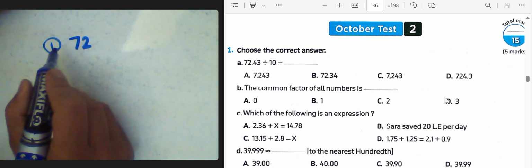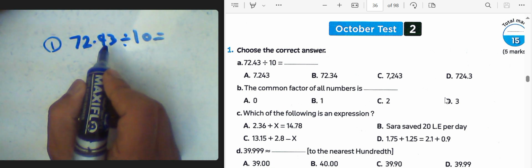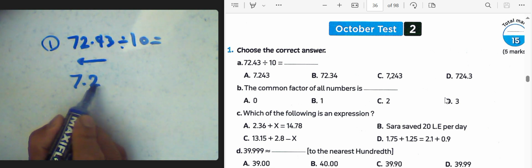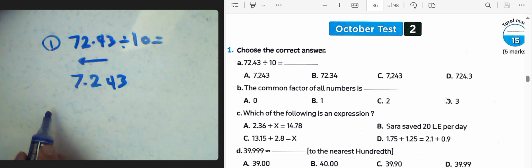Next question. Number 2, October is number 2. Question number 1 shows the correct answer. 72 and 43 hundredths divided by 10. We must move the point left hand side by one place. Okay, this is the result. Choose letter E.